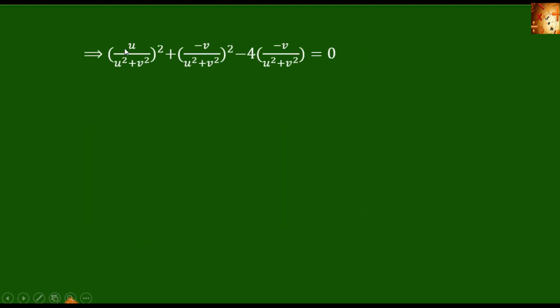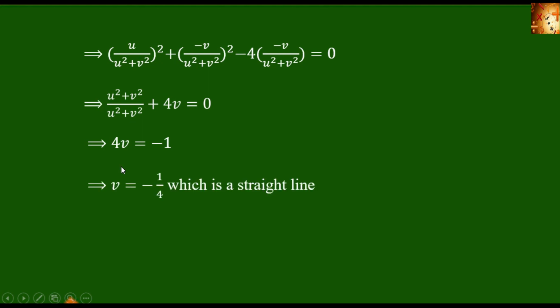Then substituting for x and y we get (u by u square plus v square) the whole square plus (minus v by u square plus v square) the whole square minus 4 into minus v divided by u square plus v square equal to 0. That is u square plus v square divided by u square plus v square plus 4v equal to 0. Now taking the common LCM we get this. This implies 4v equal to minus 1. So v equal to minus 1 by 4, which is a straight line.